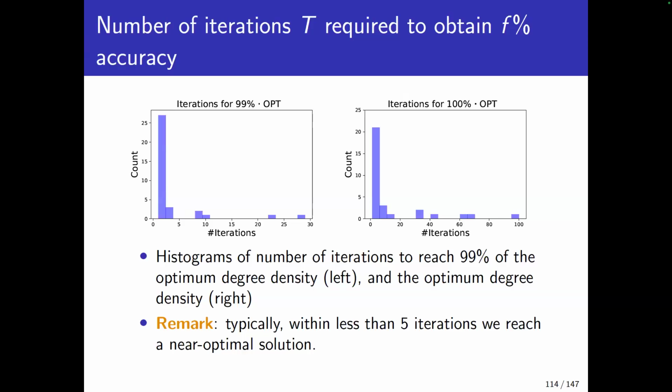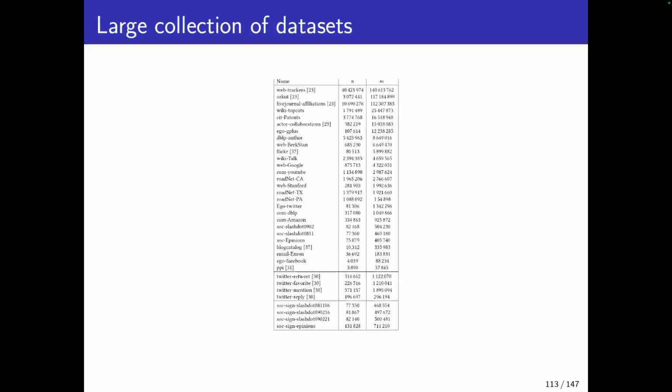And let me show you quickly what happened in some real data sets. We tried it on many real world data sets. This is a whole table that includes social networks, technological networks, Twitter networks, trust networks, and so on and so forth. And some of the biggest ones had 140 million edges.